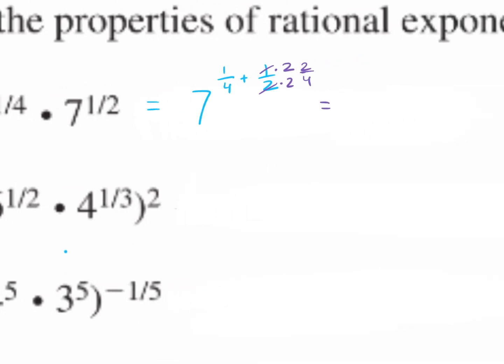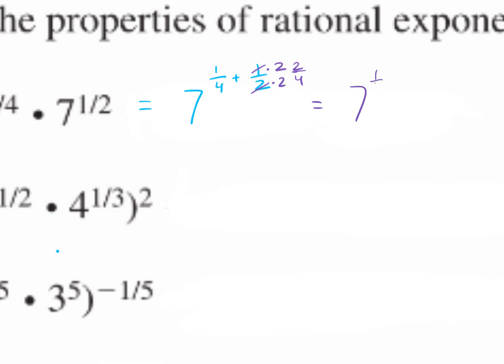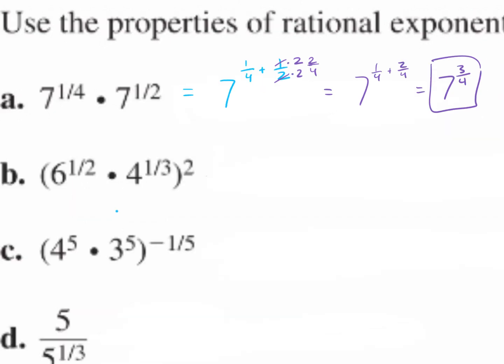So now I'm adding 1/4 plus 2/4. So what would that give me? 3/4. So 7 to the power of 3/4. That would be my answer. Let's look at the next one. No, you can just leave it with the exponent.